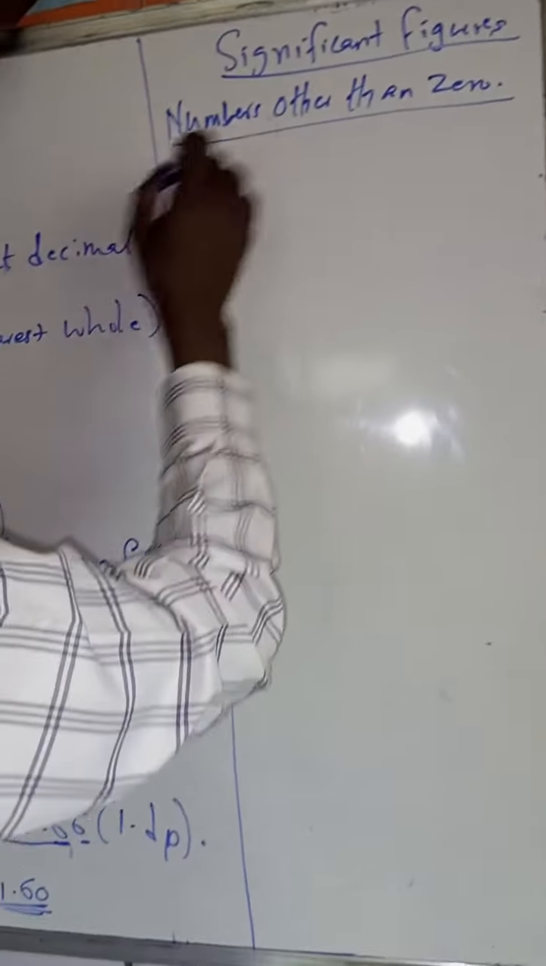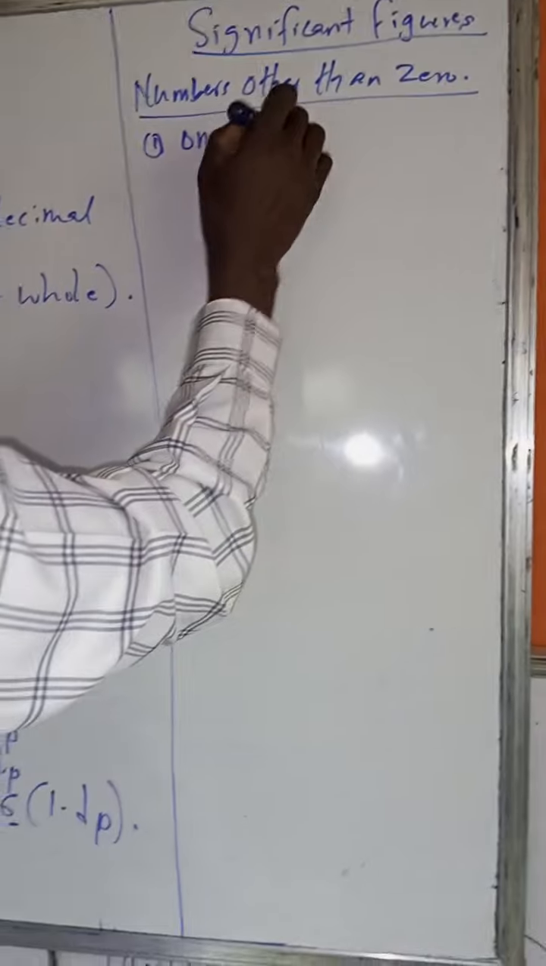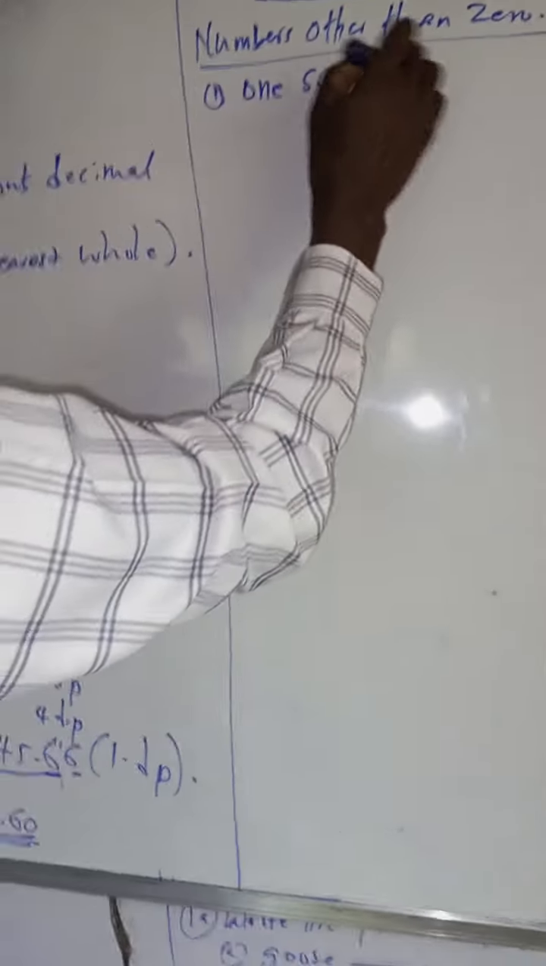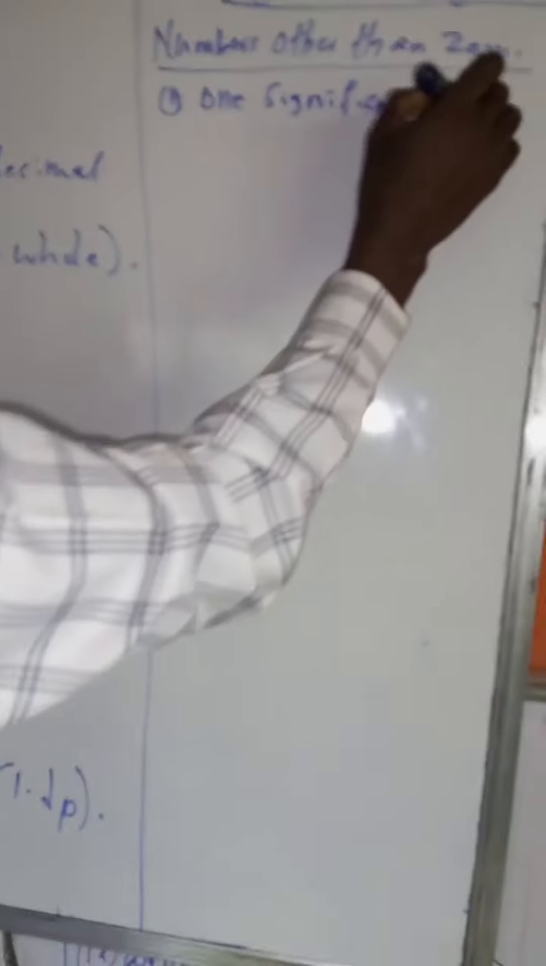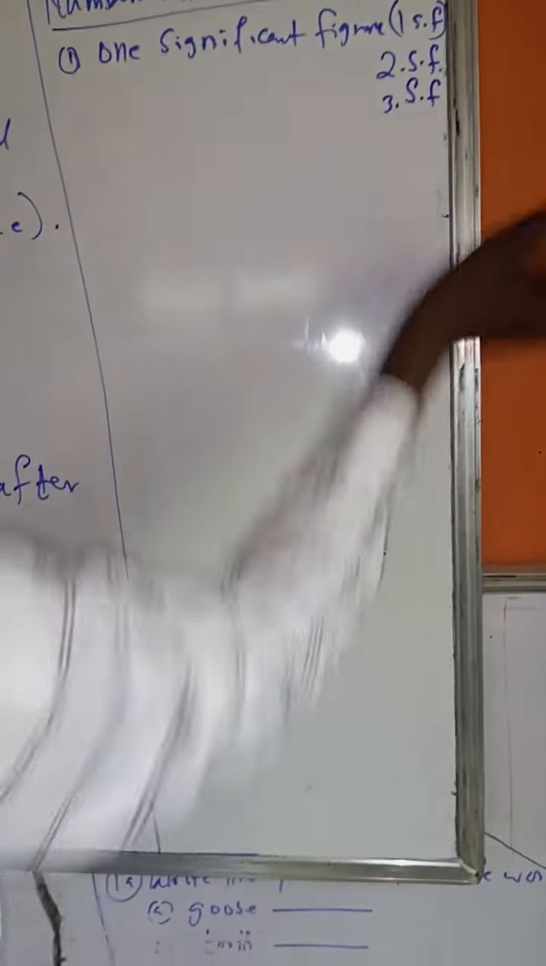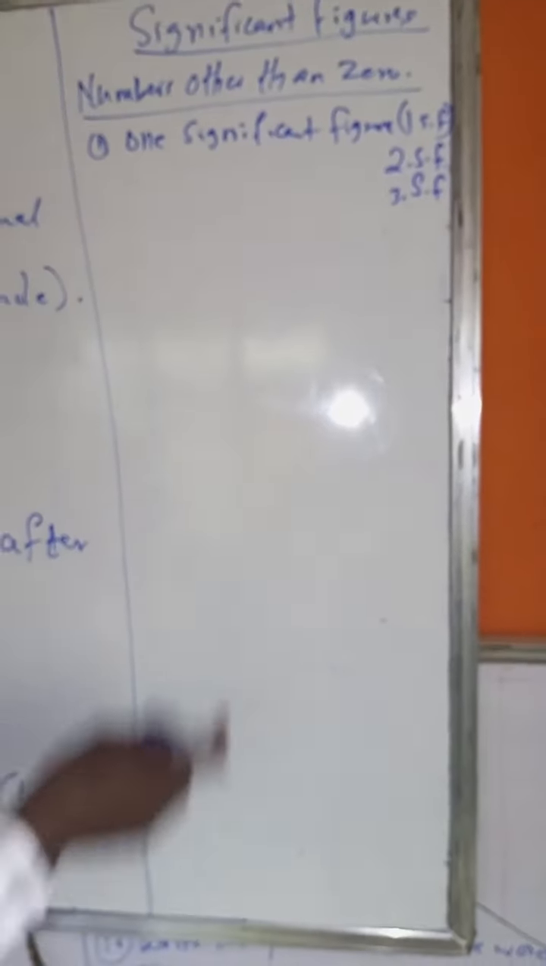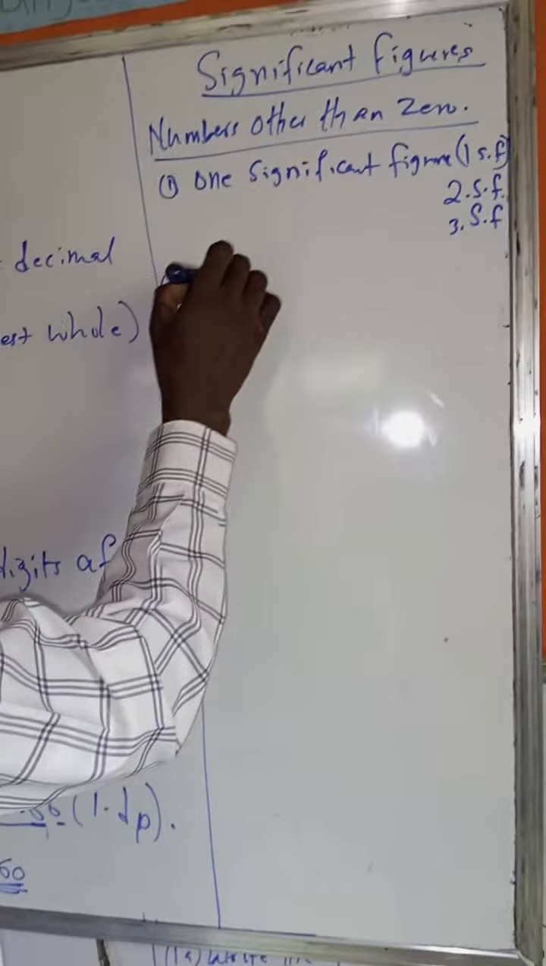So here too, we have one significant figure. That one we call 1SF. And we have 2SF, 3SF, and like that, just like that of decimal place. So let's now give an example.